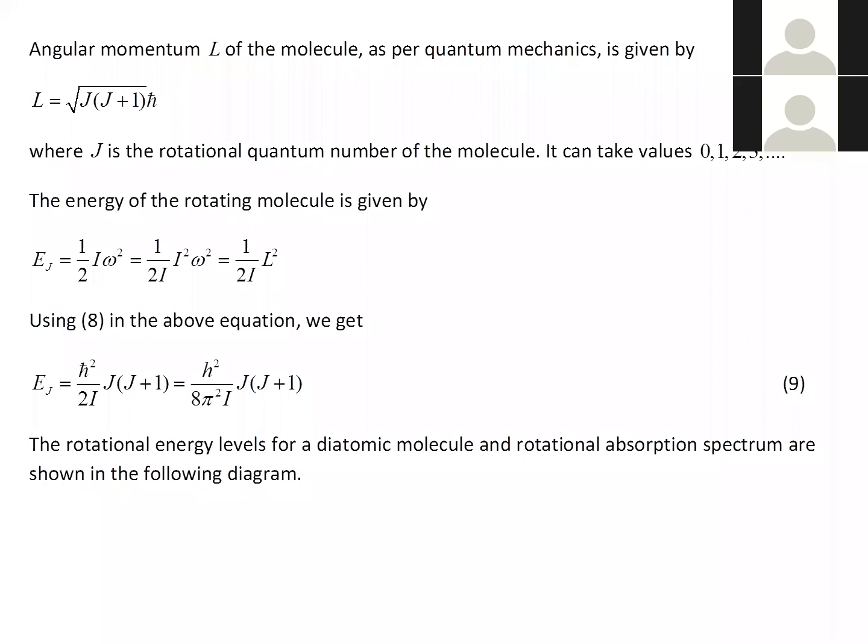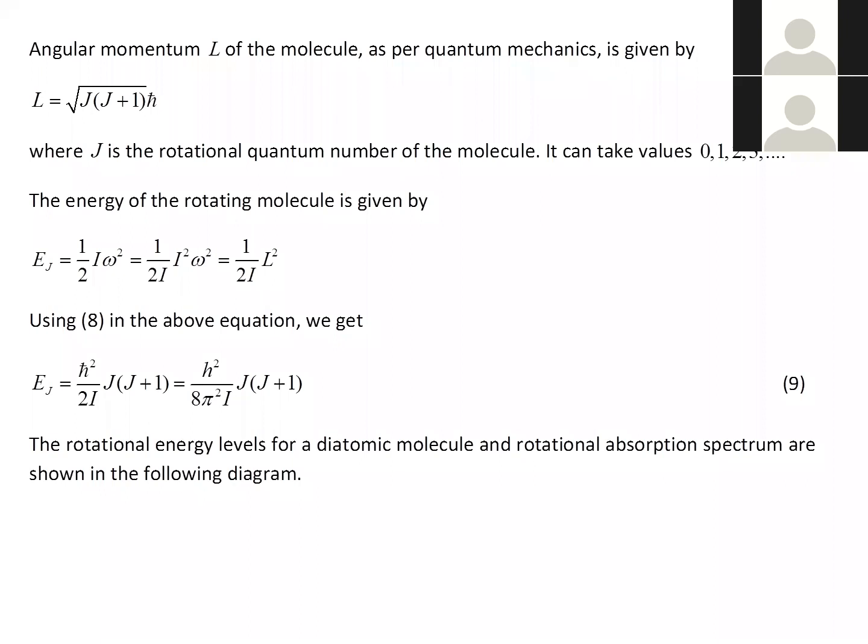So therefore here orbital angular momentum capital L is given by square root of J into J plus 1 H cross. Although we have not derived, this is a direct result of quantum mechanics. Quantum mechanics tells us that the orbital angular momentum, or simply we shall call it angular momentum, of the rotating diatomic molecule is given by equation 8, square root of J into J plus 1 H cross.